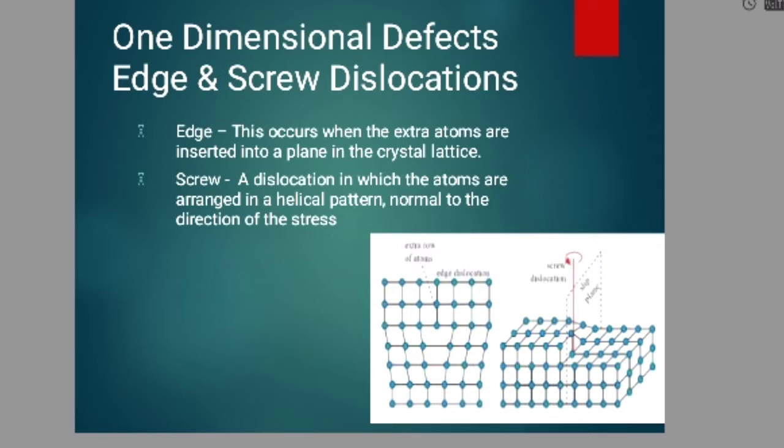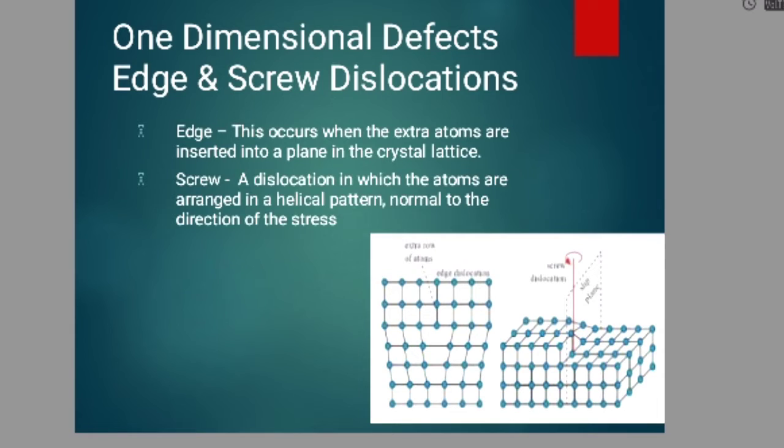The another one is screw dislocation. Screw dislocation means a dislocation in which the atoms are arranged in a helical pattern. It is normal to the direction of the stress. From the diagram you can see that a stress is given which is normal to the crystal structure, and due to the stress which is applied normal to it, a dislocation happens.